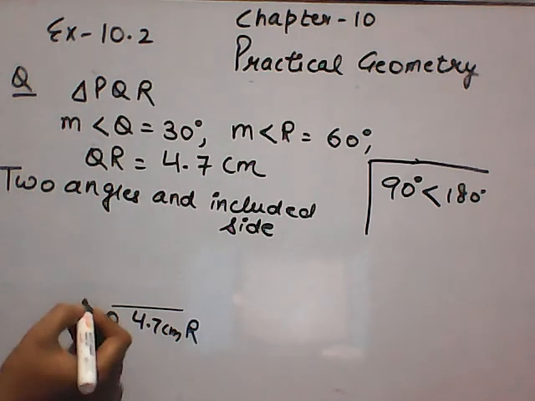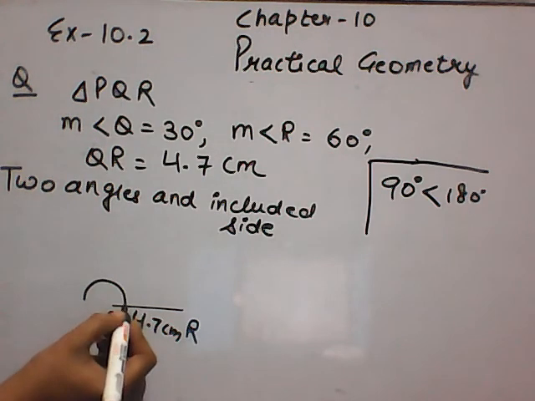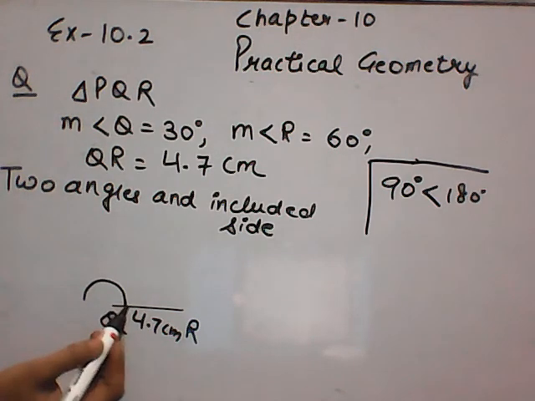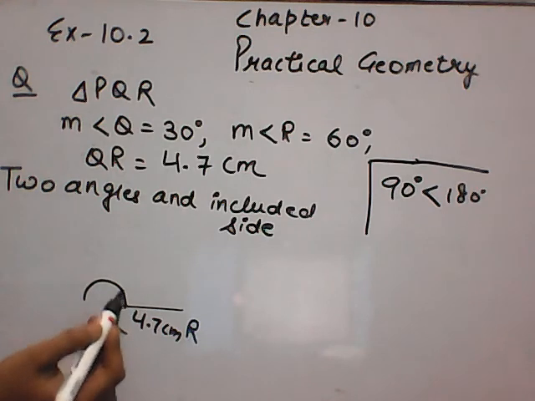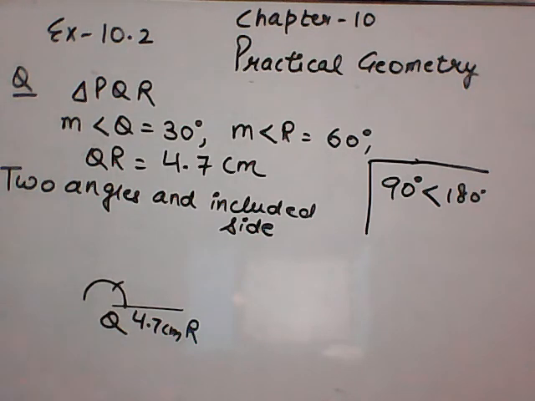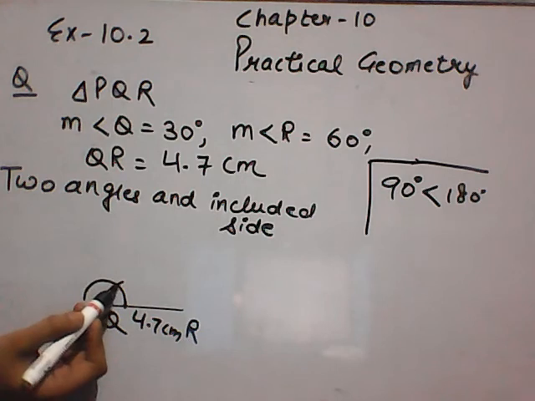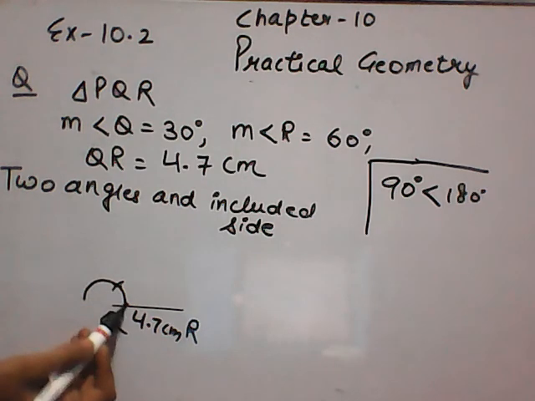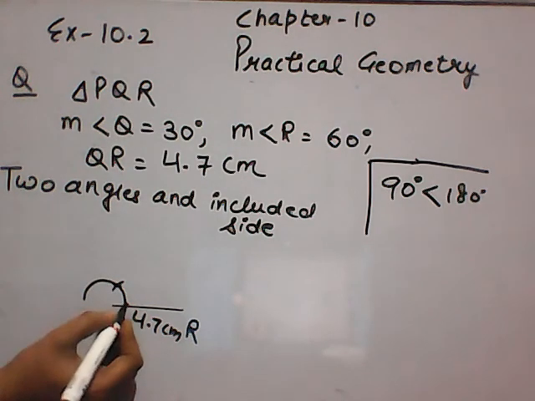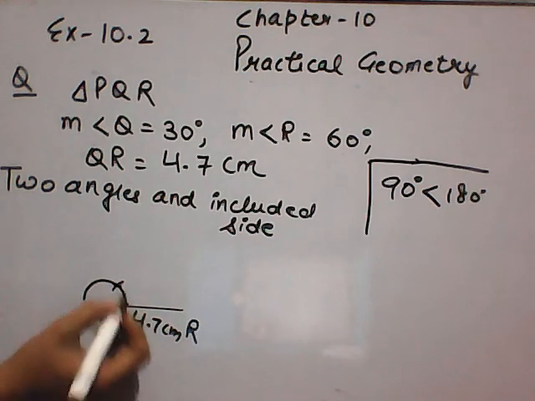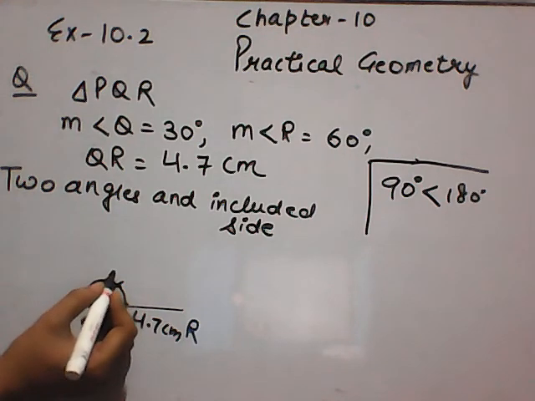Now, firstly you have to draw an arc, a semicircle, where it cuts the QR line segment. When you draw the first arc, it is 60 degrees. Now we know that half of 60 degrees is 30 degrees. So you have to draw an arc with half of that. Suppose it cuts at point X. Suppose it is point M.